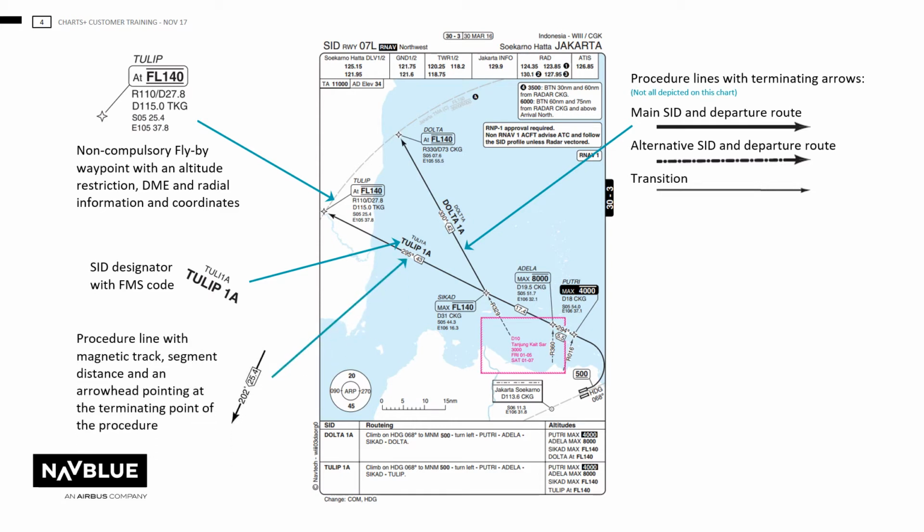Procedure line with magnetic heading and distance. Distances will be shown in decimals. If the official distance is more than 30 nautical miles, Nav Blue will round to the nearest whole value.